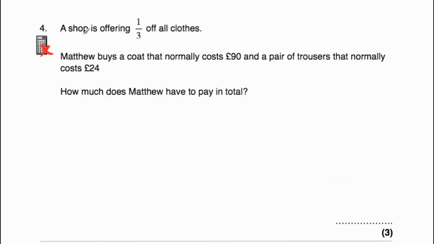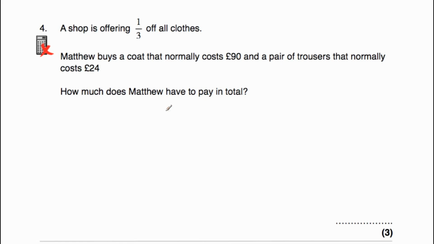Okay, let's have a look at question number 4. Question number 4 says a shop is offering a third off all clothes. So in other words, all the prices of the clothes in the shop have been reduced by a third. And Matthew buys a coat that normally costs £90 and a pair of trousers that normally cost £24. And we've been asked how much does Matthew have to pay in total.